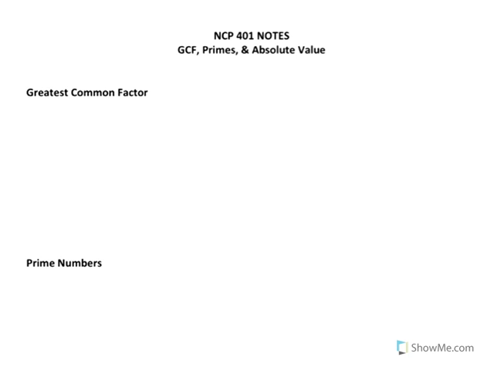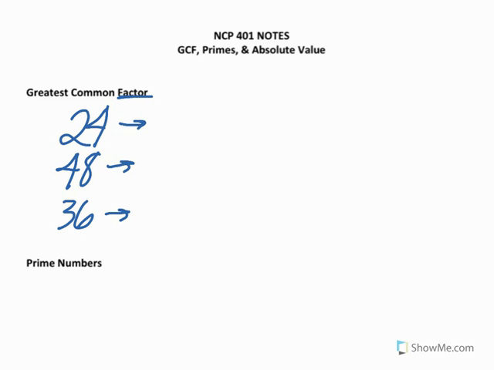The next topic is GCF, primes, and absolute value. First, we're going to look at the GCF, the greatest common factor. Now, we've already seen factors earlier this year. Factors are all the numbers that divide into a larger number. So let's look at the factors of 24, 48, and 36.